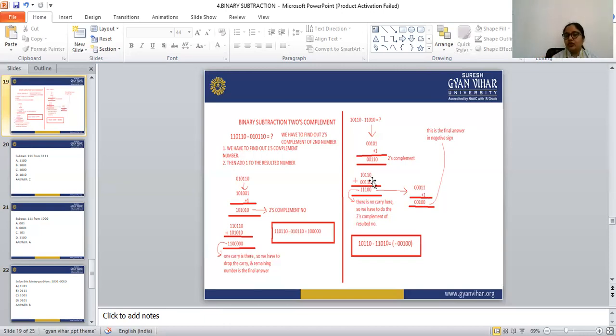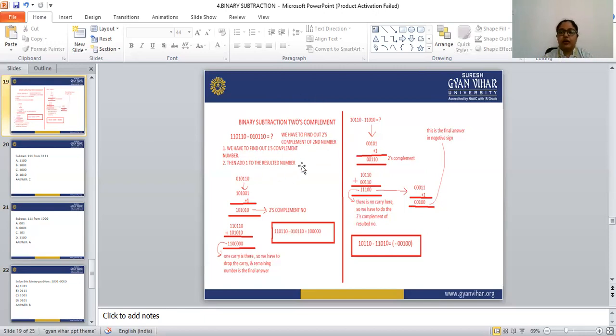That is in the case where we don't get any extra digit in our answer. So what we have to do? We have to find the two's complement number of the resultant number, and that two's complement number is in the negative sign. So this is all about binary subtraction: the two's complement method, normal binary subtraction, and binary subtraction with the one's complement method. You have to learn this procedure. I will explain it again.